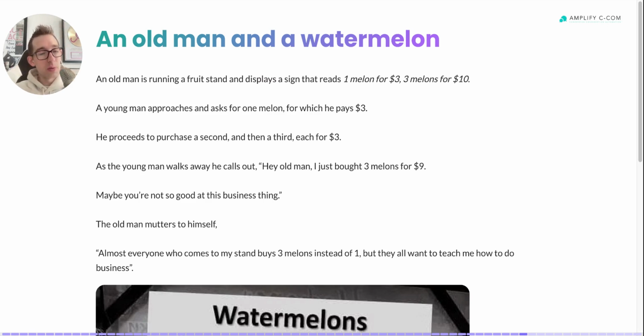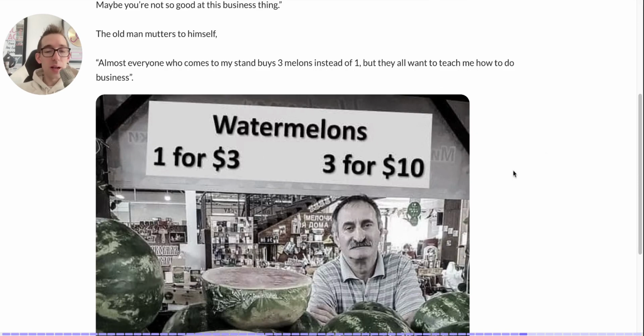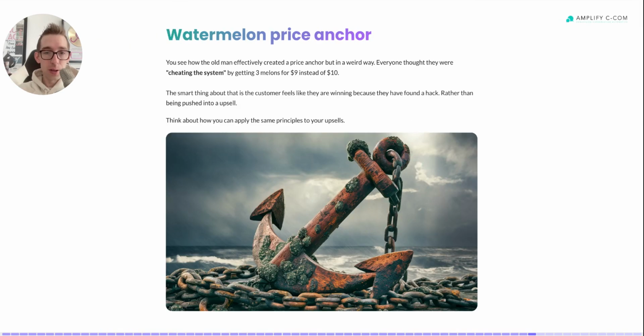The old man mutters to himself, almost everyone comes in and buys 3 melons instead of 1. But they all want to teach me how to do business, right? Price anchoring, guys. Price anchoring. So the watermelon price anchor, you can see everyone thought they were cheating the system by getting 3 melons for $9 instead of 10. However, the smart thing about it, the customer feels like they're winning because they found a hack rather than being pushed into an upsell.